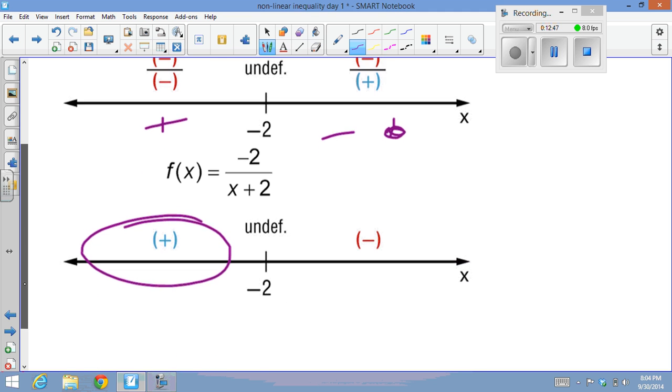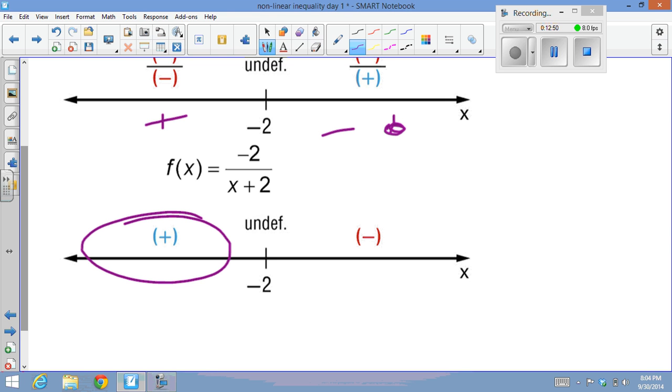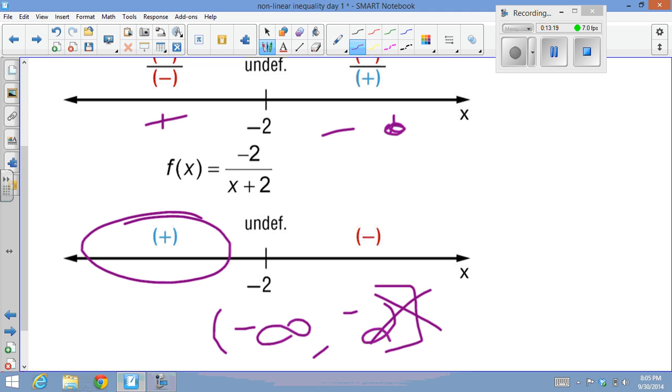So then I'm looking at where it's going to be positive. Well, it's going to be positive here. So the interval where it's going to be positive, since I wanted it greater than 0, is from negative infinity to negative 2. Oh, sorry, it can't be a bracket, because then it would be undefined. So we also do have to look and see if it's undefined. We want to go from negative infinity to negative 2, and it can't include negative 2 because we're looking at a graph with an undefined point.